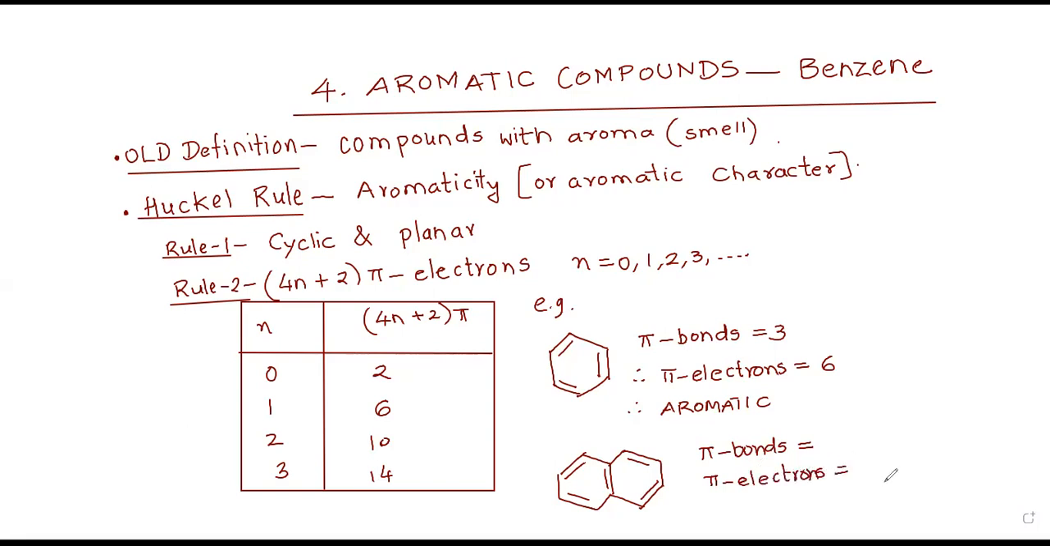Anybody can answer quickly. How many pi bonds do you see? Answer please fast. 5. Yes, correct. So how many pi electrons do I see? Hurry up. 10. Okay, 10. So the number 10 I can see over here. That means this compound is aromatic.